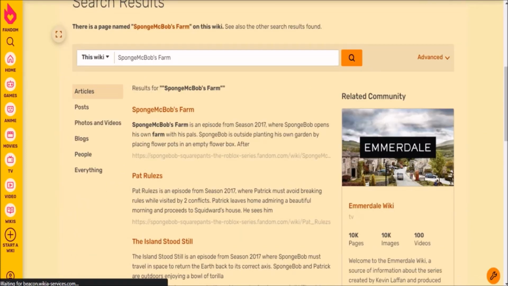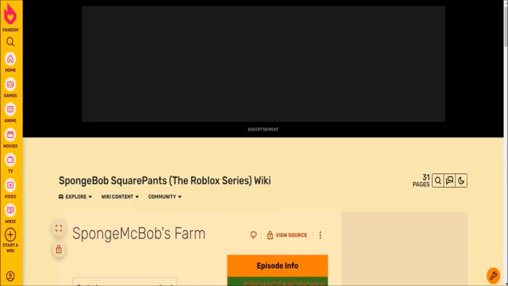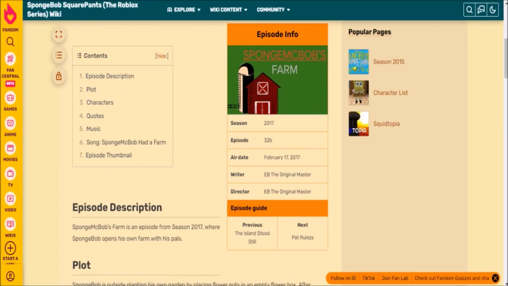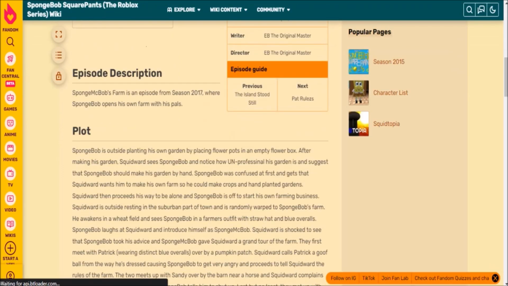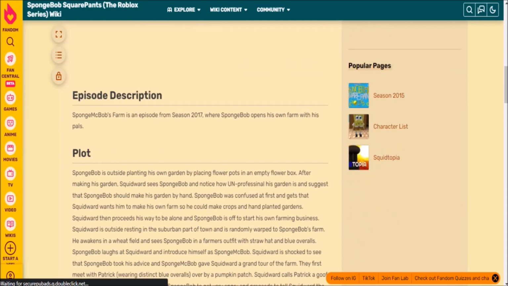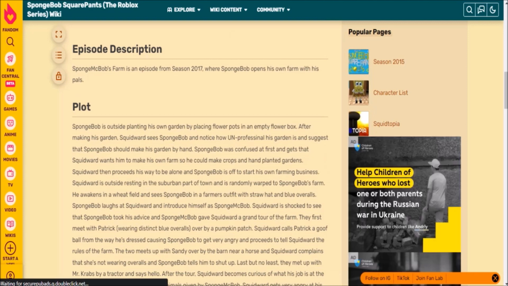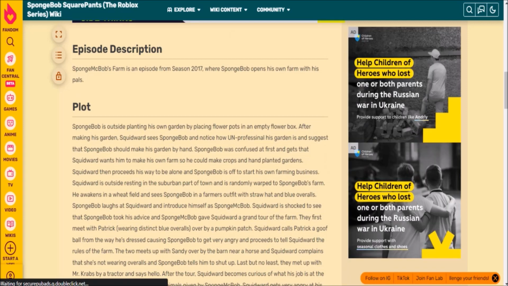Alright, here it is. So, SpongeBob Bob's Farm is an episode from season 2017 where SpongeBob opens his own farm with his pals. So the plot is SpongeBob is outside planting his own garden by placing flower pots in an empty flower box.